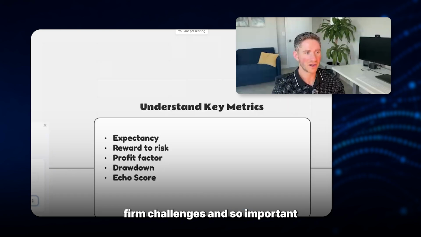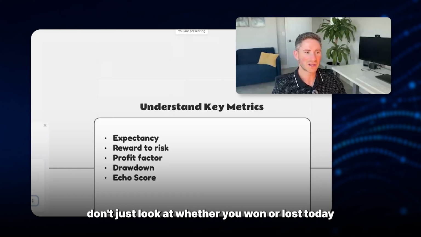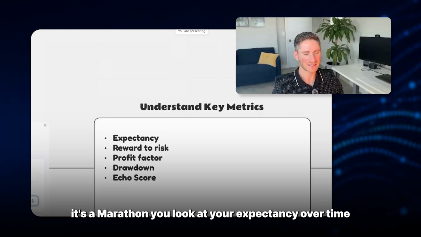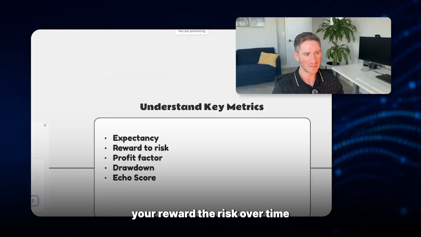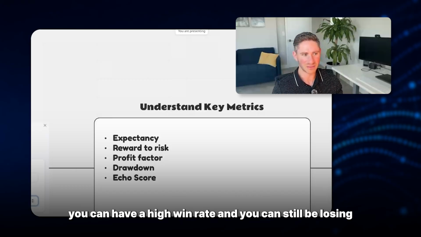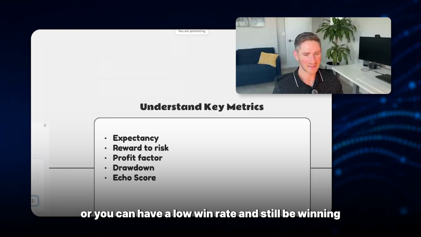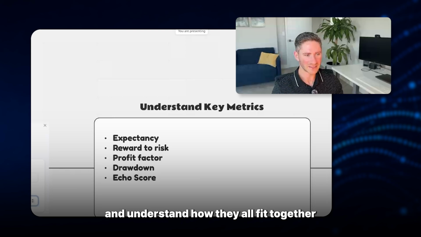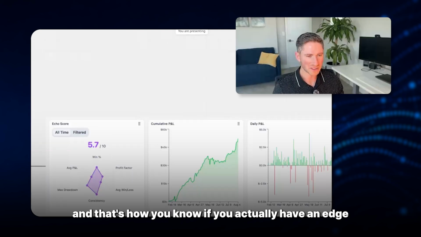And so important, understand your key metrics. Don't just look at whether you won or lost today. The market is a long, ongoing battle. It's a marathon. You look at your expectancy over time, your reward to risk over time, your profit factor, your drawdown, and look at all of them together. Because a high win rate, remember, does not automatically mean that you have a profitable strategy. You can have a high win rate and you can still be losing, or you can have a low win rate and still be winning. You have to look at all of the metrics together and understand how they all fit together. And that's how you know if you actually have an edge.